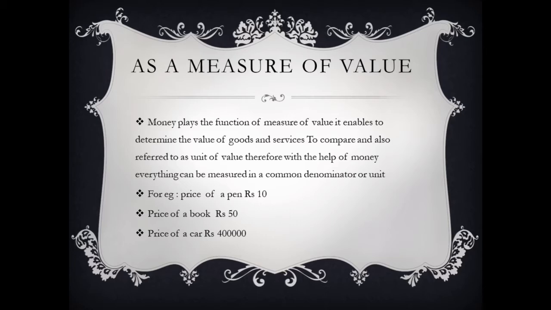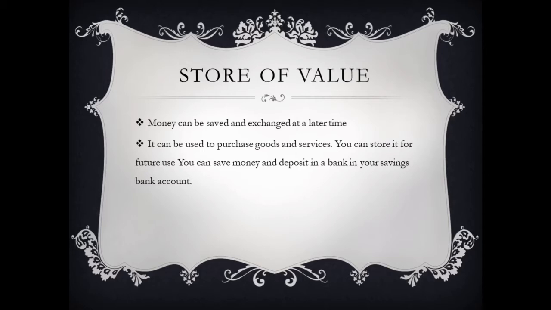And the third point in the meaning of money is store of value. What is this store of value? Money has the feature of store of value. That means money can be saved and exchanged at a later time. It can be used to purchase goods and services. You can store it for future use.